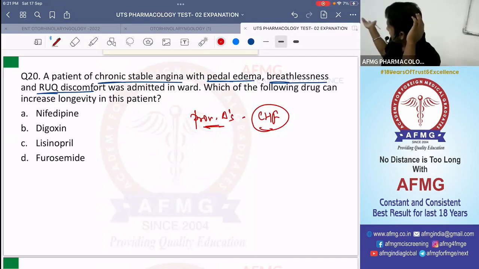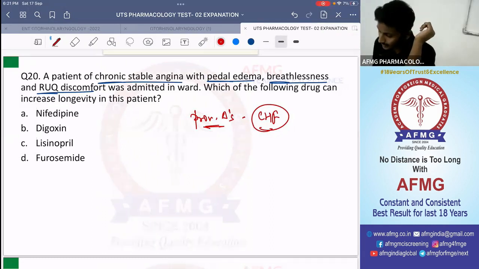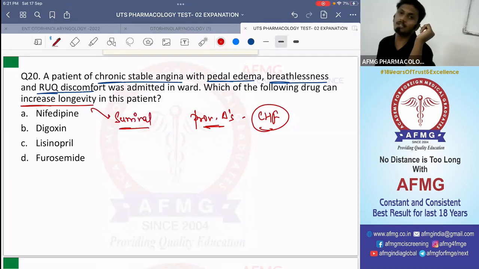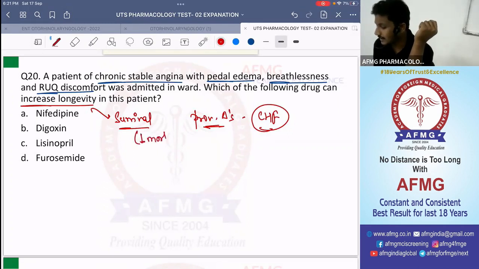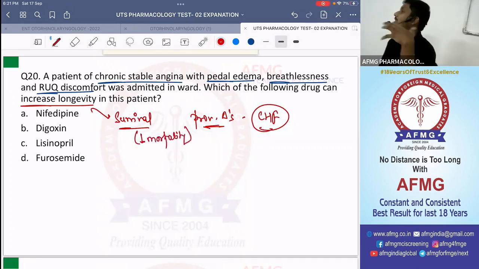Now he was diagnosed with CHF. Which of the following drugs can increase longevity in this patient? What is longevity? Anybody? Very good. Increase the lifespan or survival chances of the patient. That is what longevity is. ठीक है? Or decrease the mortality. जब तुम mortality कम करोगे तभी तो survival chances या longevity बढ़ेगी. So they are trying to ask you the drugs which will decrease the mortality in the patient or increase the survival in the patient.